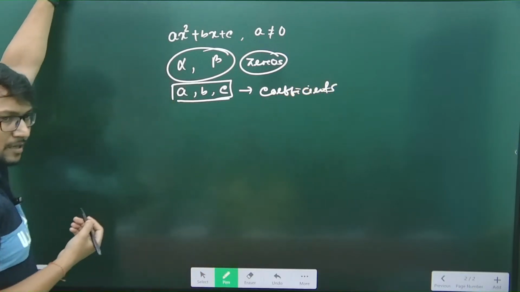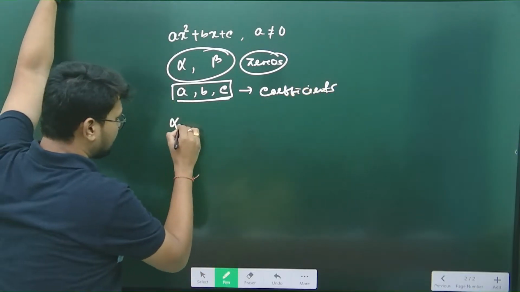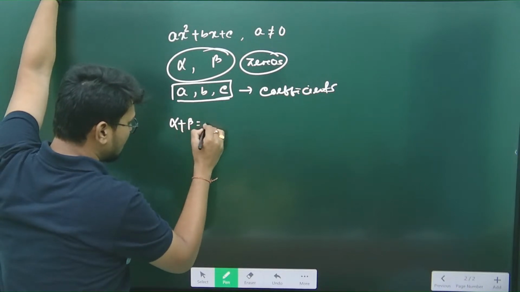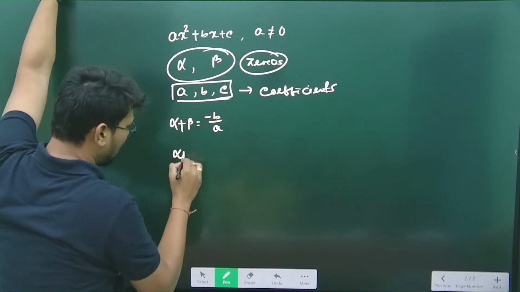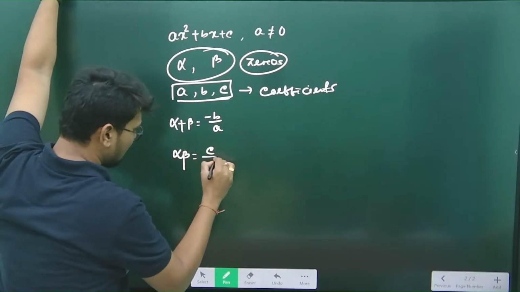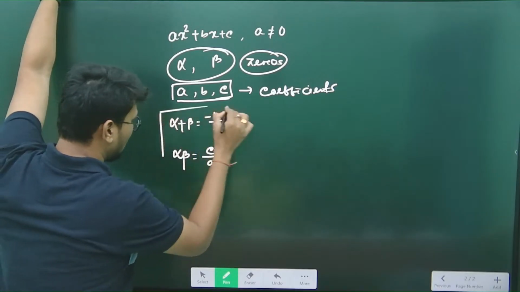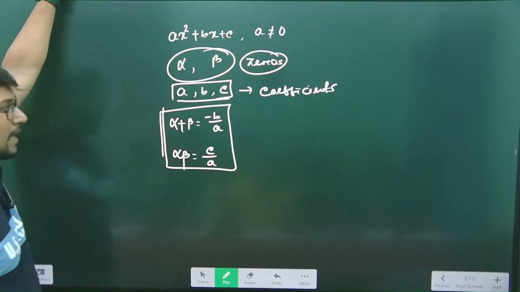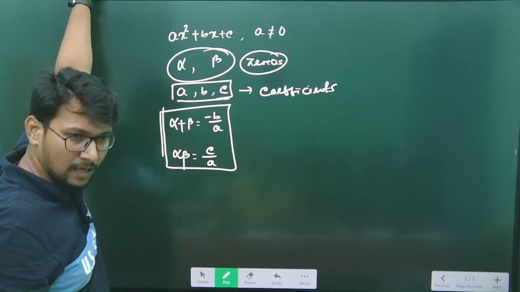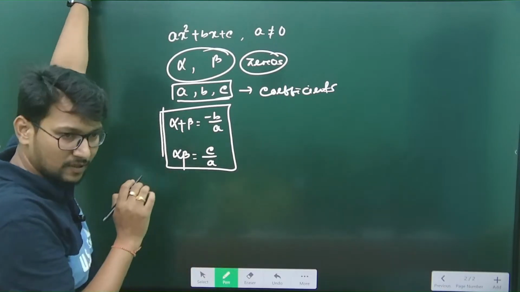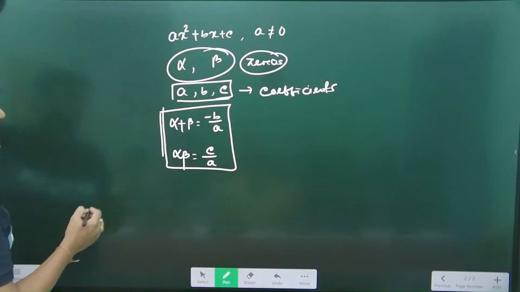So now what is the relation? Alpha plus beta equals to, and alpha into beta is c by, is not it? Tell me, what is alpha into beta? C by a, not minus, only c by a. This is the first concept.